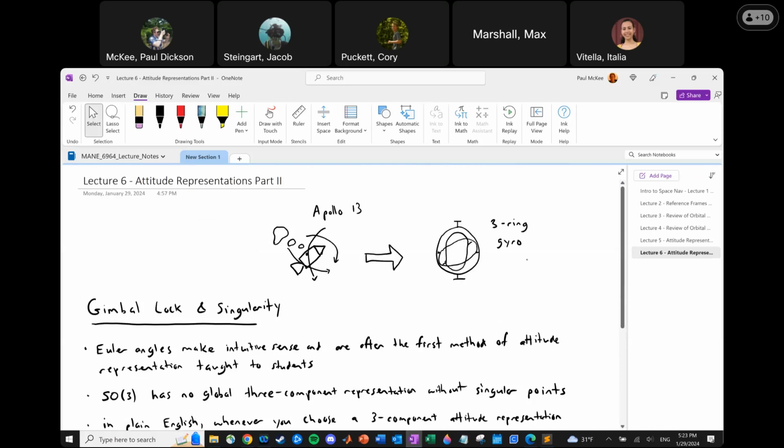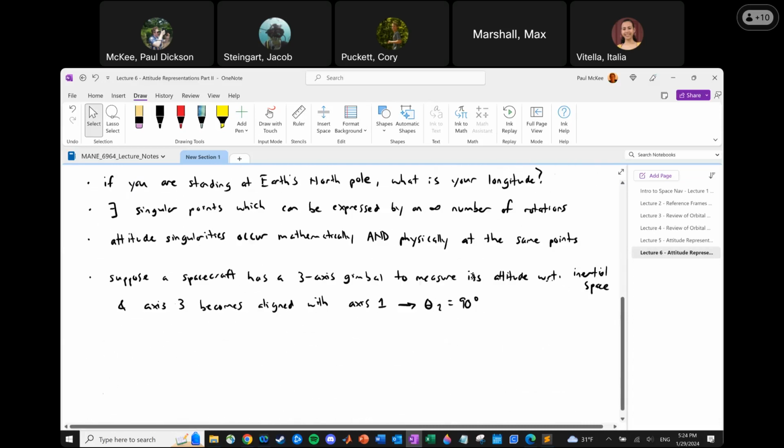So you've got ring 3 and ring 2, or sorry, the outer one is ring 1, and these are aligned. And that causes frowns. Right? Because whenever that happens, it becomes impossible to tell how much ring 3 has spun and how much ring 1 has spun. Because they're aligned, only the sum of their two angles can be measured, right?